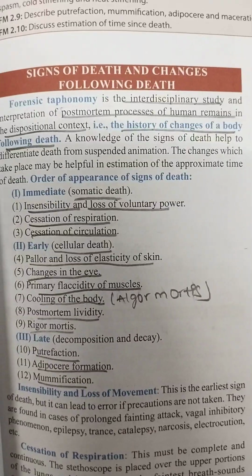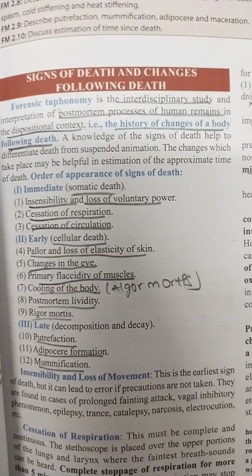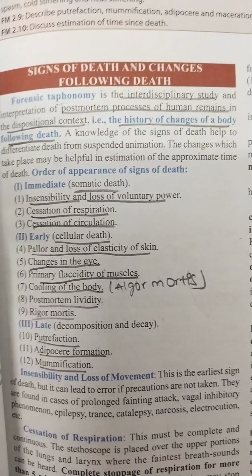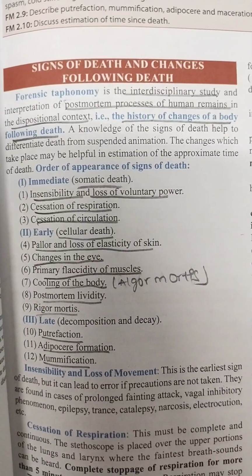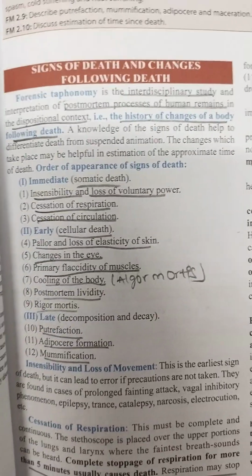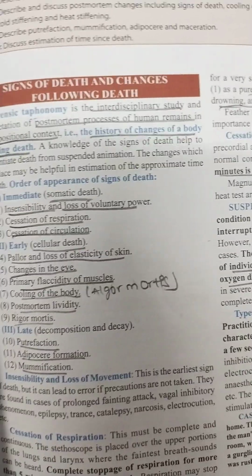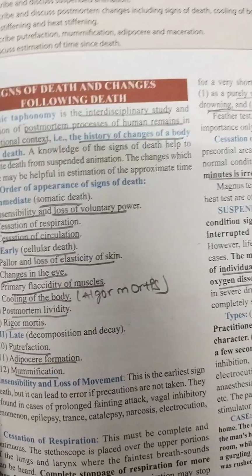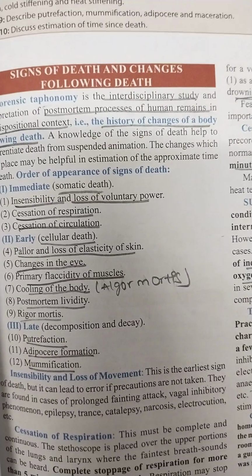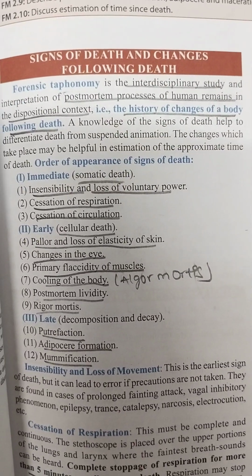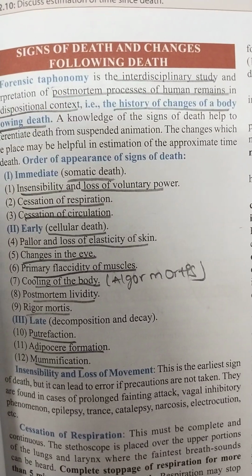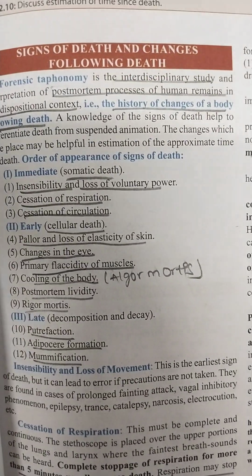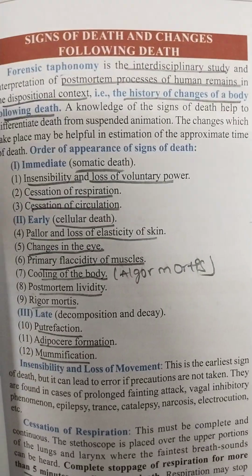Okay. Coming to insensibility and loss of movement, this is the earliest sign of death. It leads to error if precautions are not taken. In some conditions also we will find loss of movement, but we should not consider it as death. What are those conditions? One is a prolonged fainting attack, vagal inhibitory phenomenon, epilepsy, trance, catalepsy, narcosis, electrocution, etc. In these conditions also we will find loss of movement and insensibility. So we should not make the error of considering these as death.